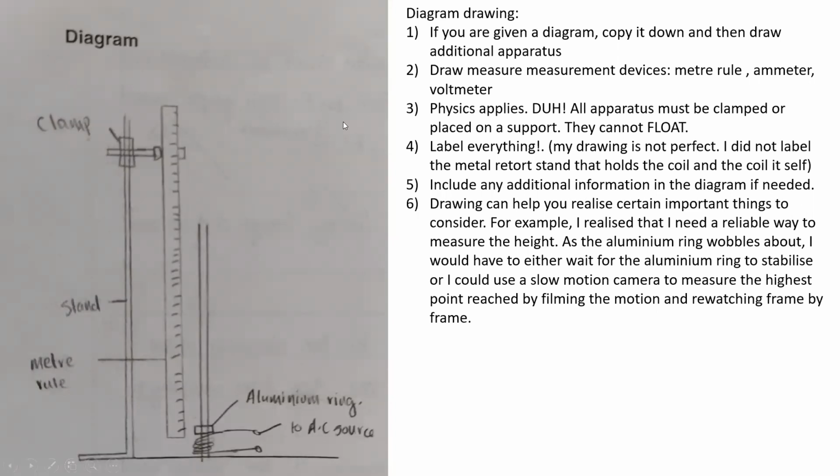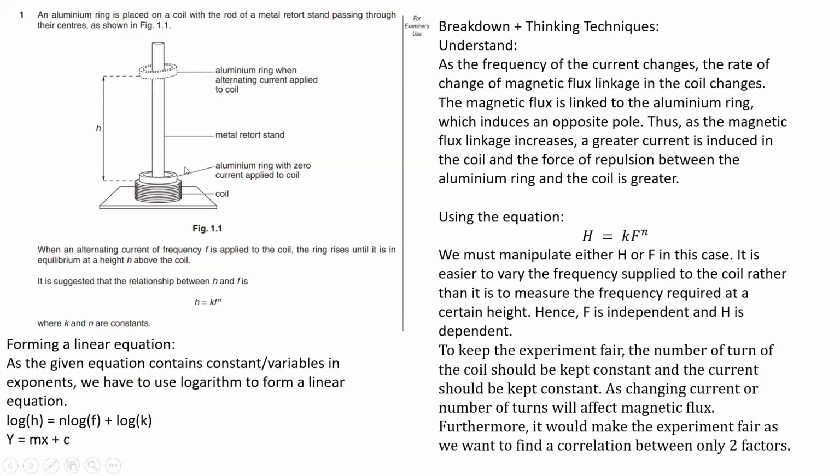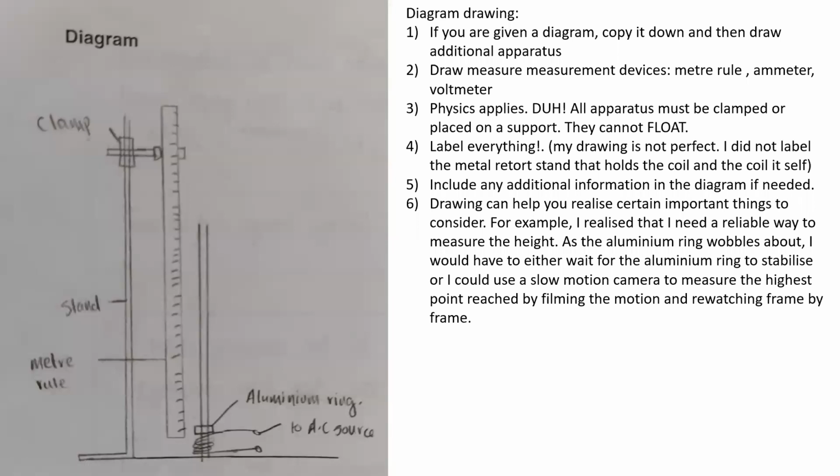So next up, you have to draw a diagram. A diagram is required. Yes, they give you a figure 1.1, they give you a setup, but you can't say copy the setup as shown in figure 1.1. You have to draw your entire setup yourself. What you're going to use, you should draw it out. And I would recommend that before you start writing anything, draw the diagram because it helps you conceptualize what you're doing, and you can erase your diagram, you can fumble around with it, and then you'll figure out which more variables you must keep constant. So if you're given a diagram, copy it down and then draw additional apparatus.